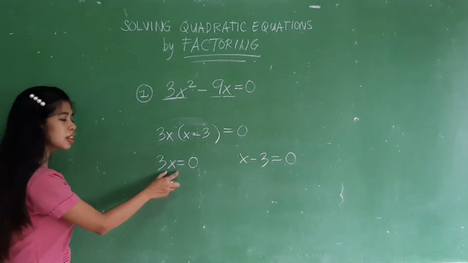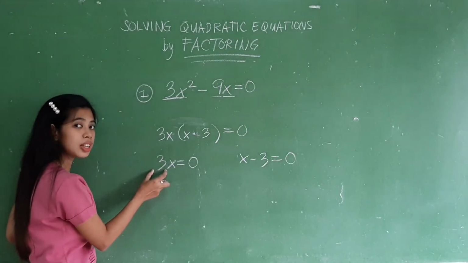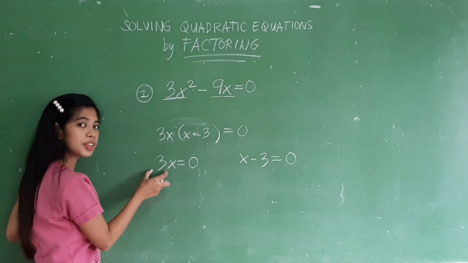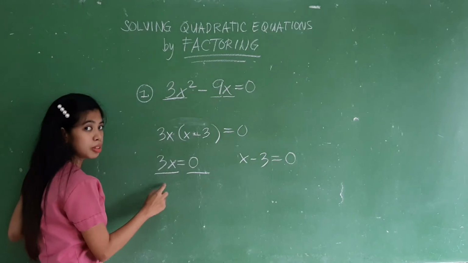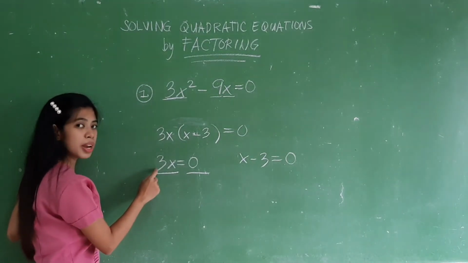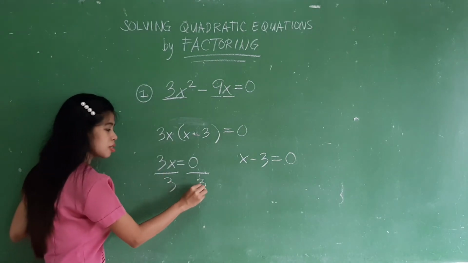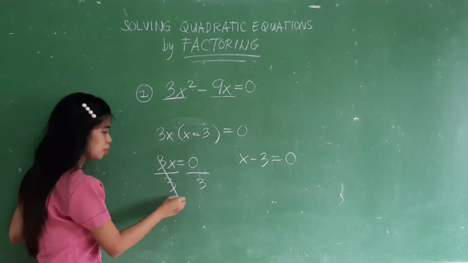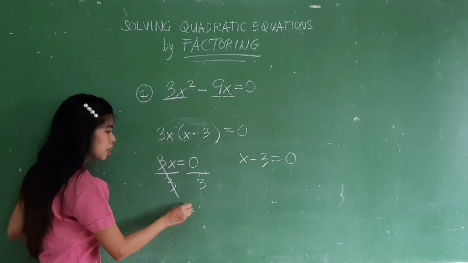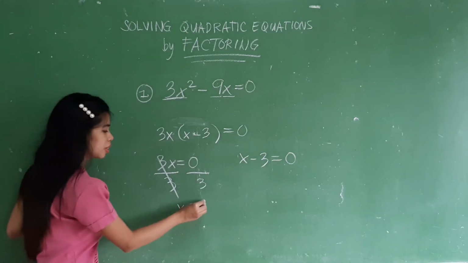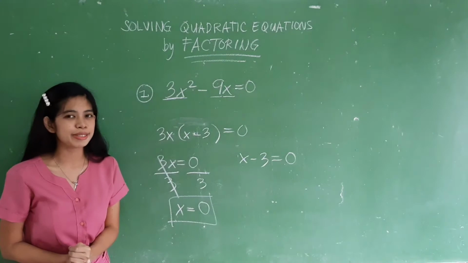So, for us to get the value of the first x, since it has a numerical coefficient of 3, we have to eliminate the numerical coefficient. So, all you need to do is to divide both sides by the numerical coefficient of x. That is 3. Divide both sides by 3. So, this will be cancelled or eliminated. We now have x. Now, 0 divided by 3 is 0. So, this is now the first value of x.